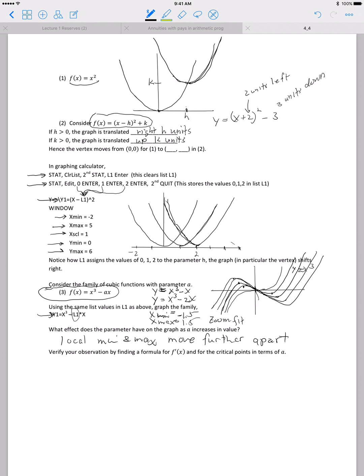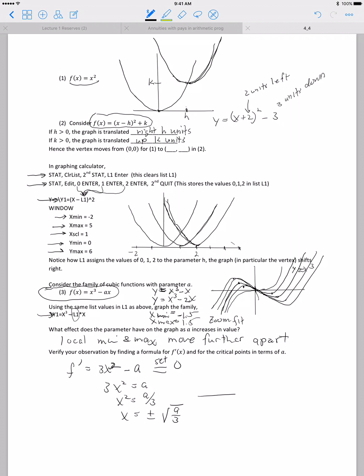Now it wants us to verify using some paper and pencil calculations what we just observed. We know the local min and max are going to occur at critical points. So we take our f prime. f prime will be 3x squared minus a. Set that equal to 0 and solve for x. So x is plus or minus the square root of a over 3.